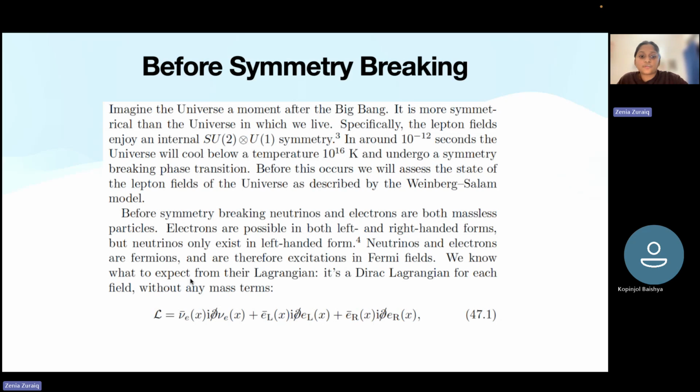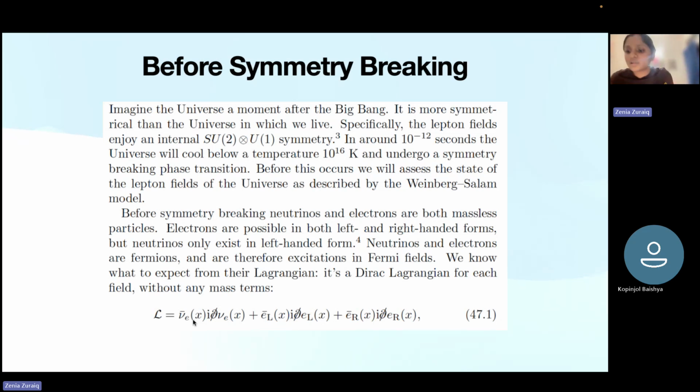Neutrino and electron are fermions and are therefore excitations in Fermi fields. We know that their Lagrangian will be the Dirac Lagrangian because these are spin-half particles. So we'll have to write a Dirac Lagrangian for each of them. So we can write it for the electron. Here it's written as E, but this E is the electron, muon, or tau. It can stand for any of the three generations. Okay, so let's just deal with one generation at a time.